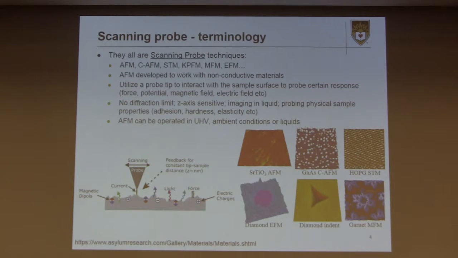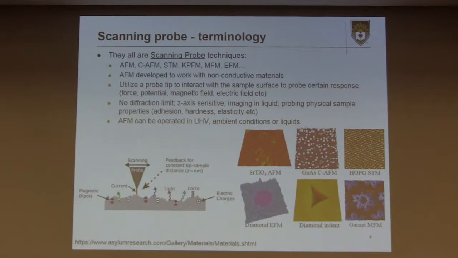Now the beauty of that is that probe techniques are not diffraction limited. What Israel showed you, the limitations on spot size, are because light-based techniques are diffraction limited. Well, here we use a probe which is not light, so we circumvent the diffraction limitation.